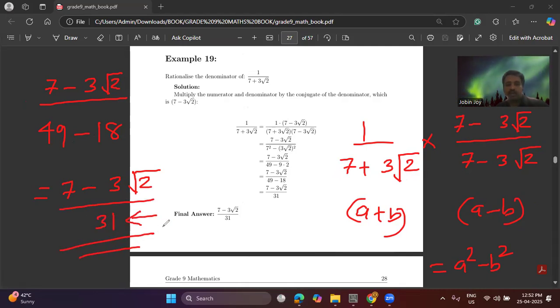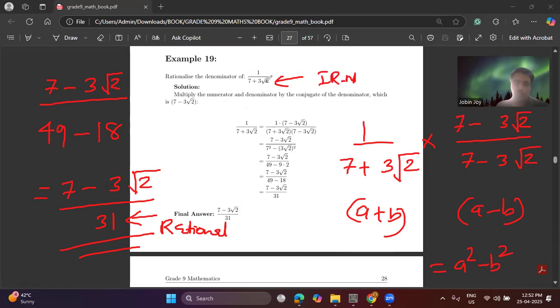Now check the denominator. The denominator is a rational number, right? But the given one was an irrational number. So we converted the denominator to rational. This is what is called rationalization, or rationalizing the denominator.